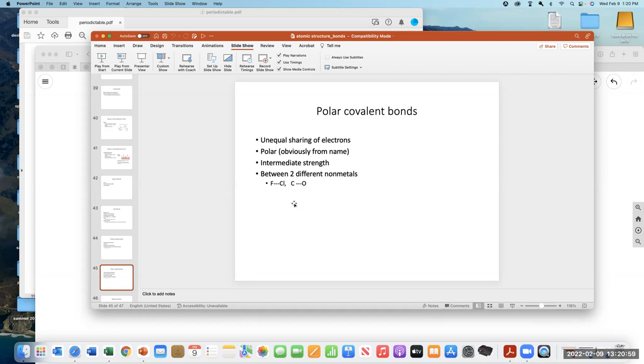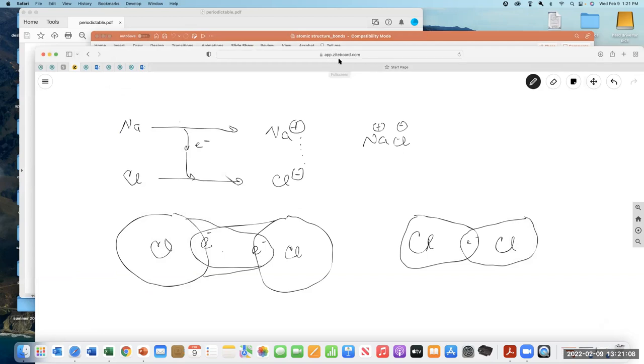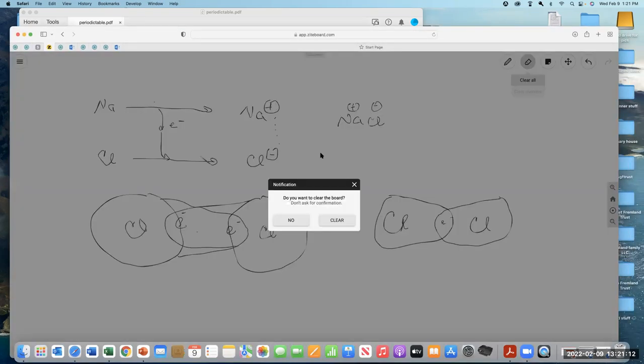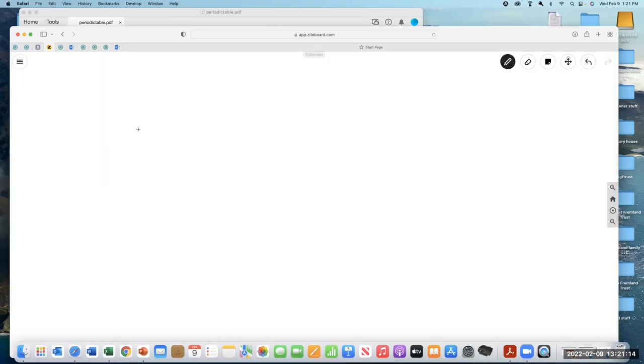So obviously it's polar because that's the name. But let's look at these two examples. I'll do this back on the whiteboard. Let me just clear this off here. All right, so let's look at fluorine and chlorine. Now remember from what we talked about before, fluorine has a stronger attraction for electrons than chlorine does, right? Because they're both nonmetals, and it's higher up on the periodic table.